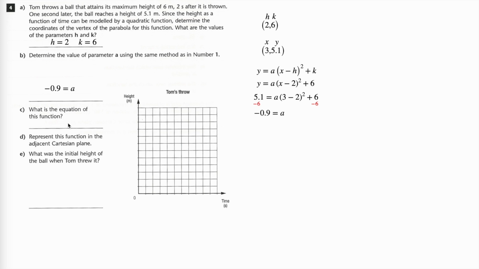What's the equation of this function? I'm just going to replace the a with negative 0.9. We have y is equal to negative 0.9 times x minus 2 all squared plus 6. Represent this function in the adjacent Cartesian plane. All right, so it has an initial value of, we don't know. They're going to ask us that later on.